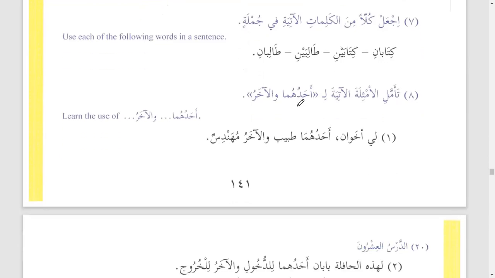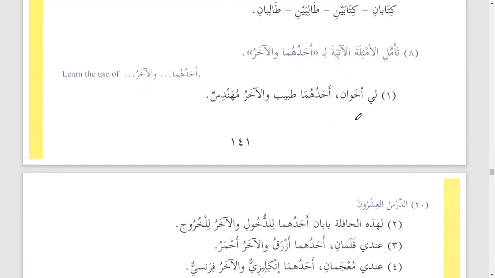Okay. Do you have time to continue, Irfan? Only 3 minutes left in the class. Okay, so I think we only have to reflect. تأمل الأمثلة الآتية لأحدهما والآخر. So we have to reflect on the examples which are for أحدهما والآخر. So one of them and the other. لي أخواني, I have 2 brothers. أحدهما طبيب, one of them is a doctor. والآخر مهندس, and the other is an engineer.